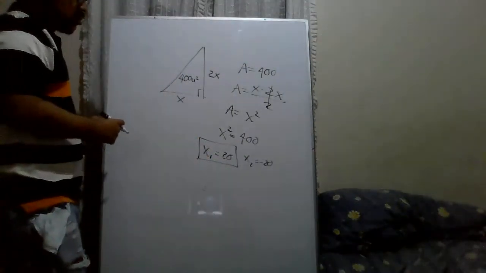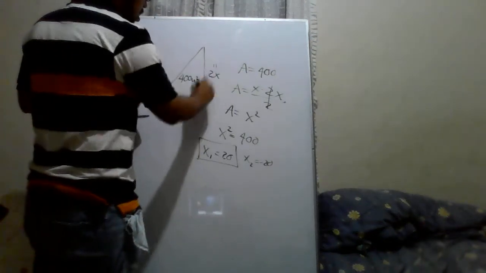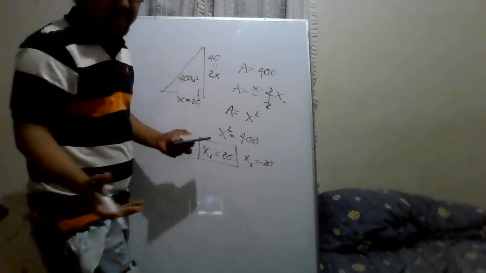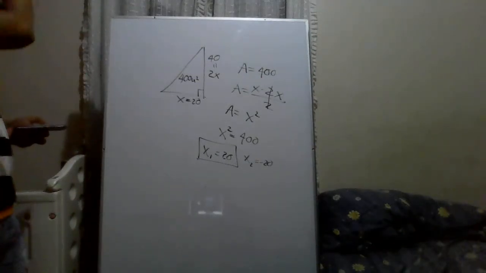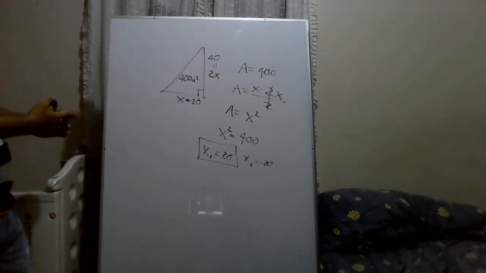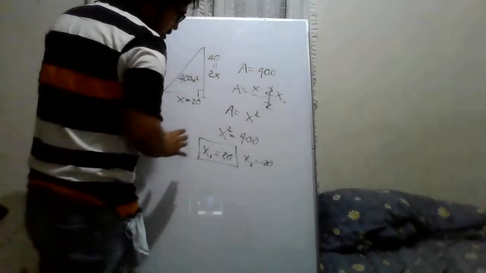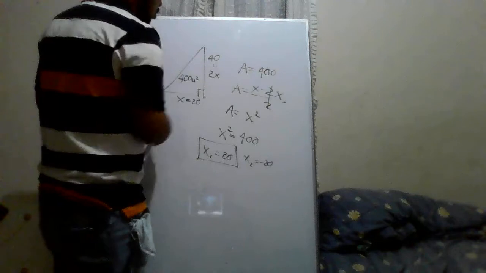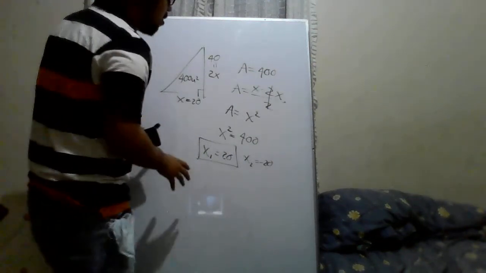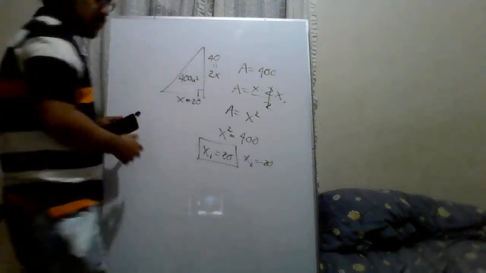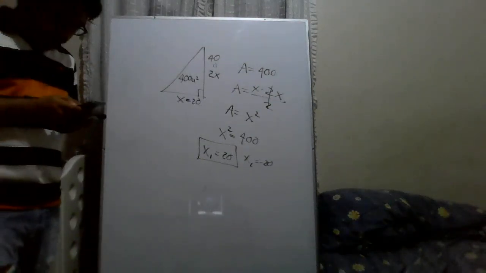Okay, so one of the legs is 20 and the other is 40, and that's it. Okay, it was actually easy. The only thing you have to do is construct the equation. Just put together these ideas of how to calculate the area and the information the problem is giving to you. Okay, let's do the next problem.